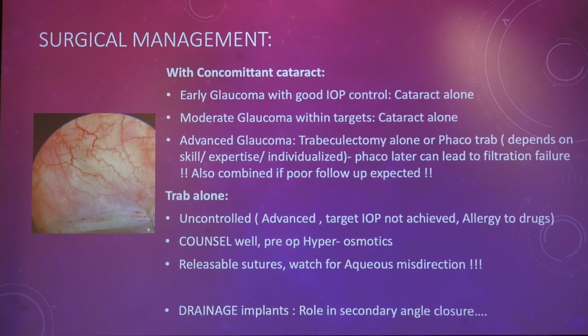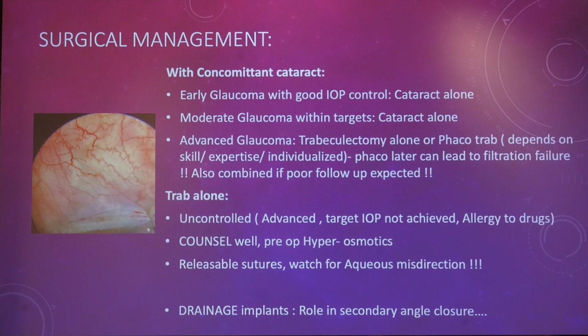Trab alone can be done in uncontrolled glaucoma with advanced disease, where target IOP is not achieved by medications or the patient is allergic to drugs. Counsel the patient well, use pre-op hyperosmotics, releasable suture is the norm. Watch for aqueous misdirection in such cases without fail.